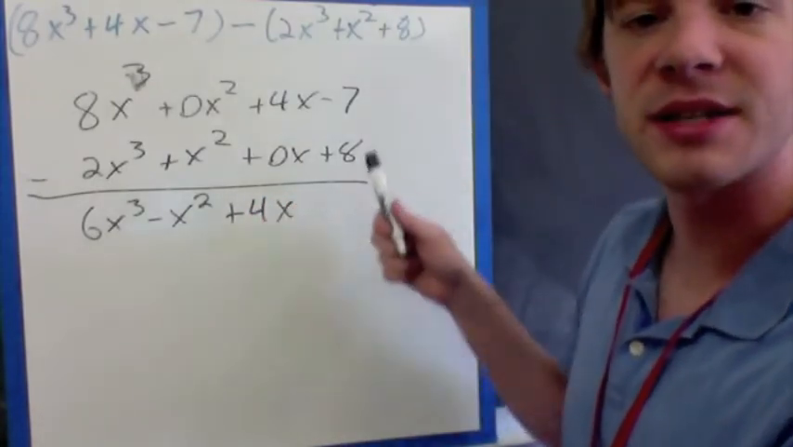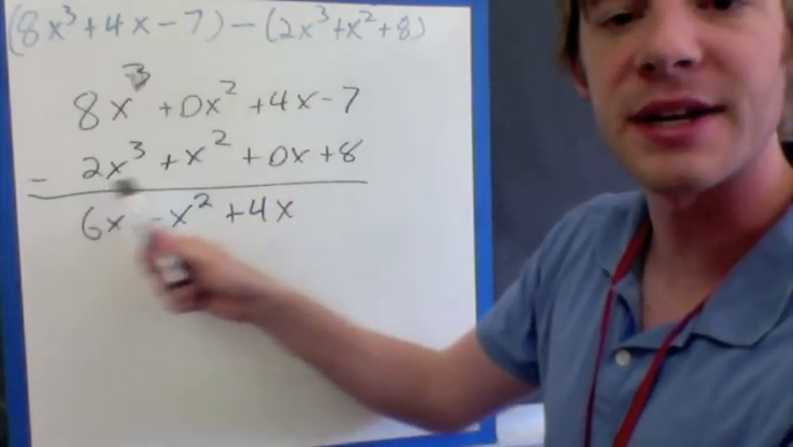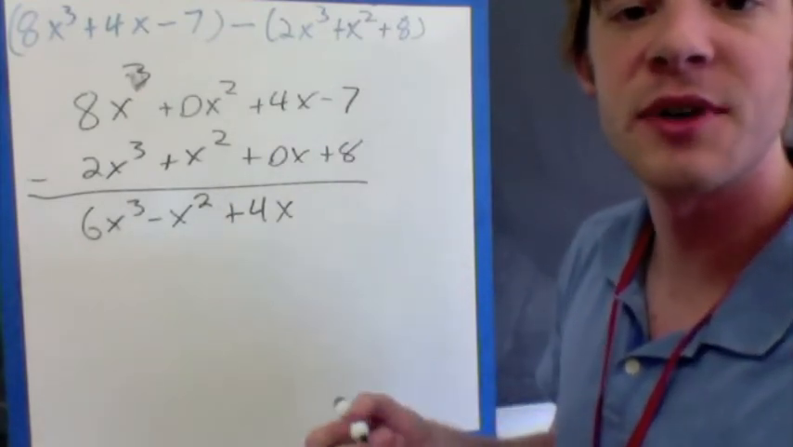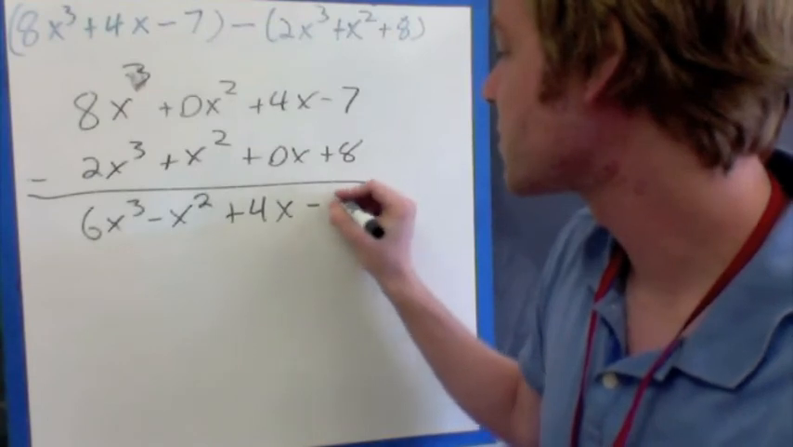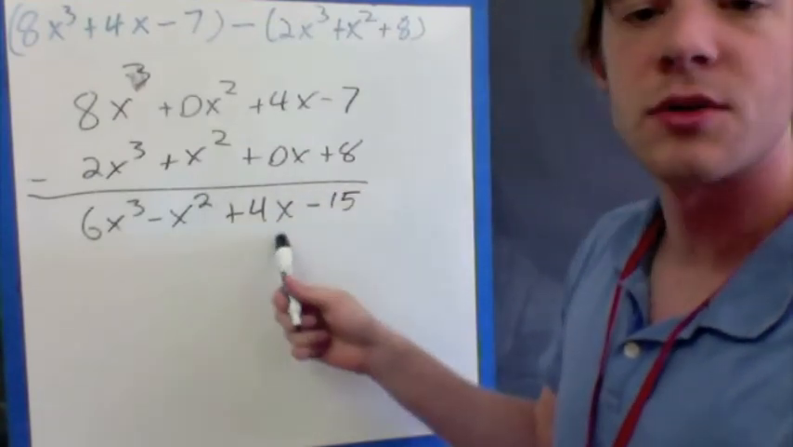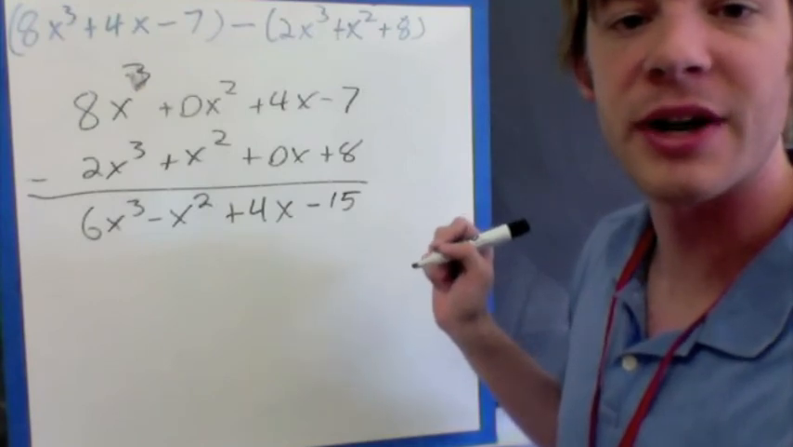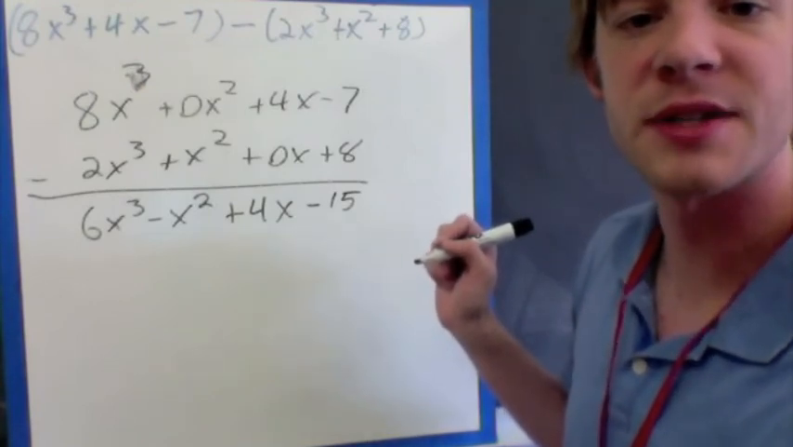And then lastly, I have negative 7 minus 8. Negative 7 minus 8 will give us a negative 15. So this right here is my solution. 6x to the third minus x squared plus 4x minus 15.